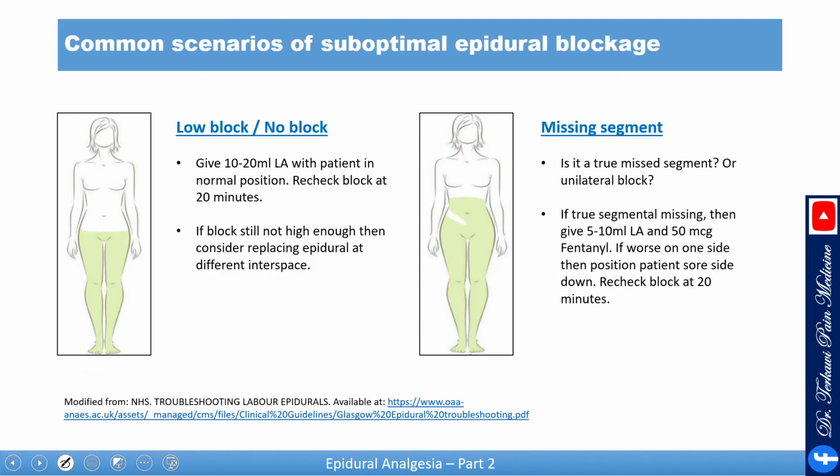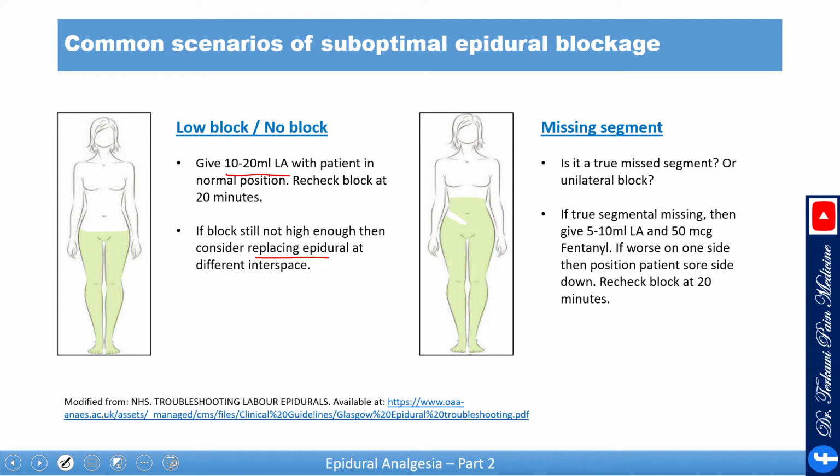Now, you are assessing the epidural, and you find out that you have low block or no block. So you can give 10 to 20 ml of local anesthetic. I would go with 2% lidocaine here because we want something quick and short acting. Wait for 20 minutes and reassess, and if that's not working, then replace the epidural.